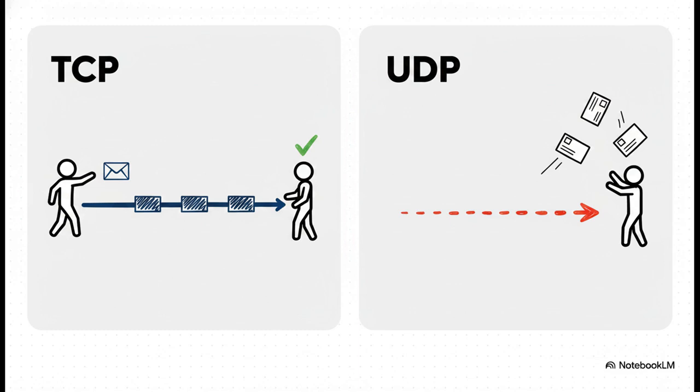Now, UDP, that's your postcard. You slap an address on it, drop it in the mail, and just hope it gets there. There's no setup, no confirmation, nothing. It's a fire and forget system, which makes it super, super fast.